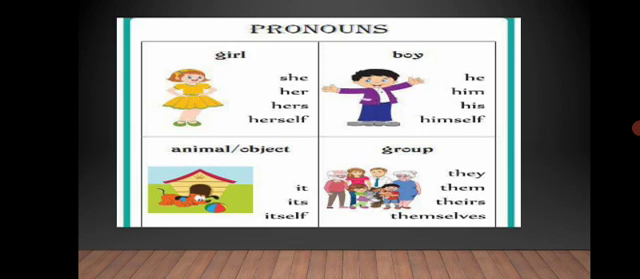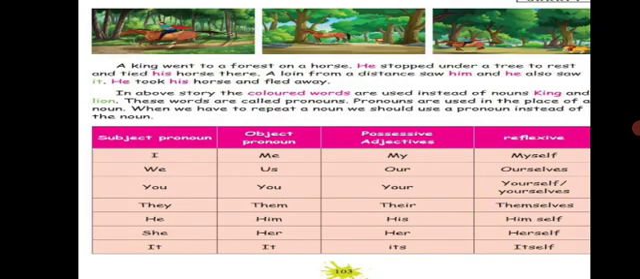If there is more than one person, a group of persons, what do we have to do? If there is a group of persons, we have to use the pronouns they, them, theirs, and themselves. Is it clear, children? Now let's see what they have given in the book.